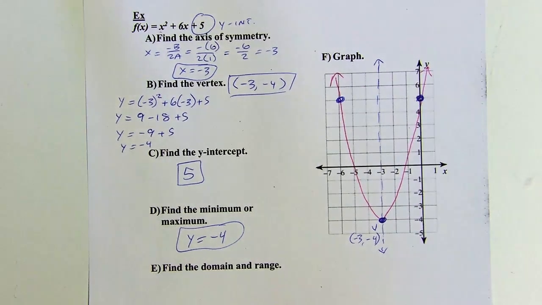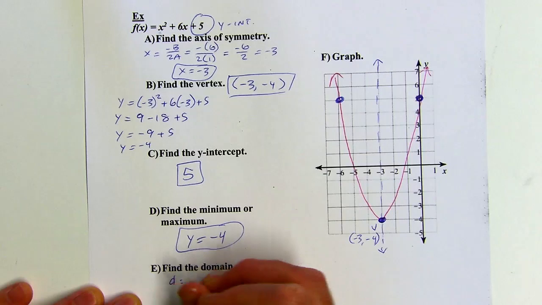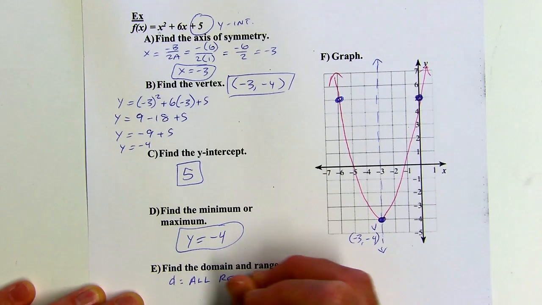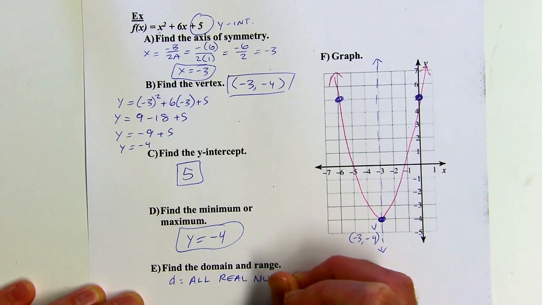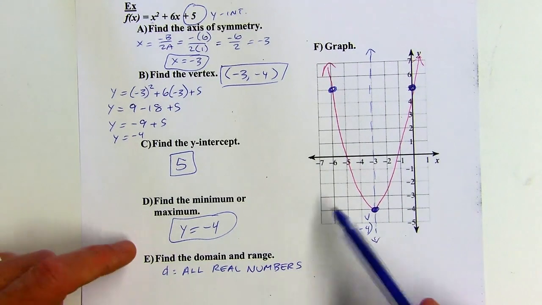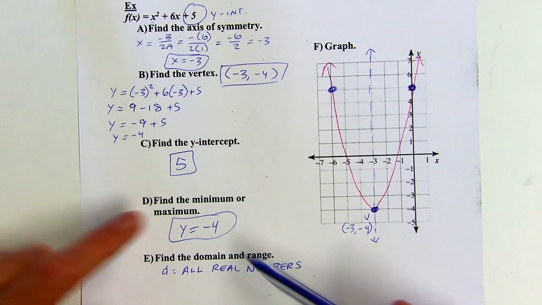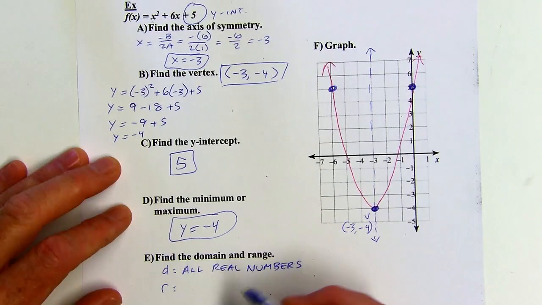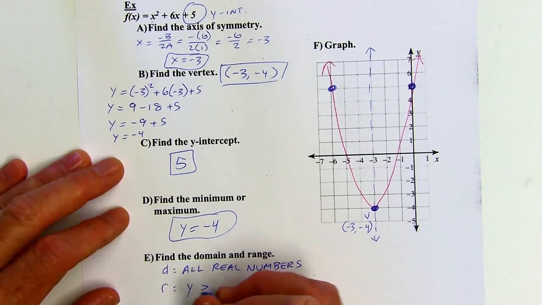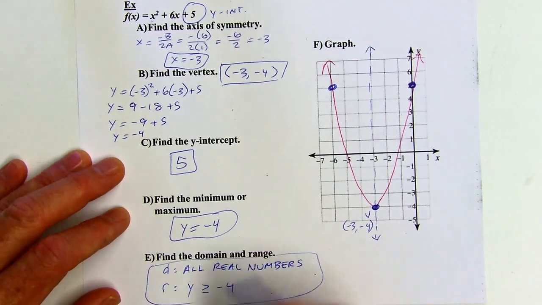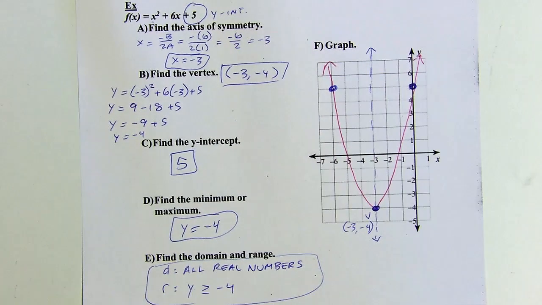Okay, and then domain and range. Well, domain for all these parabolas is going to be all real numbers because it stretches left and right forever. But then the y is based on the minimum or maximum. So if this is my minimum y value, then y's can be anything bigger than that or equal to it. So my y's can be greater than or equal to -4. Okay, and then we've already done the graphing part there. Okay, let's try another.